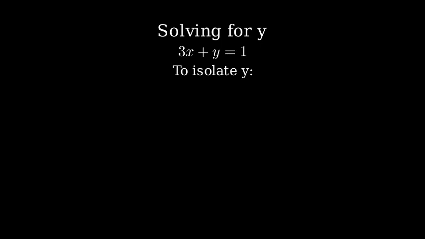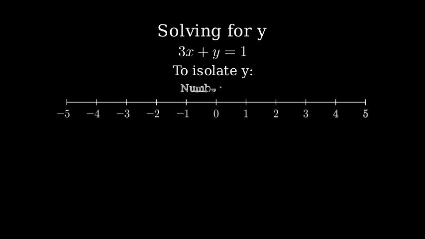Let's start by drawing a number line to help us visualize what we're doing. We'll use this to keep track of what happens when we perform operations on both sides of the equation. To get y by itself, we need to get rid of the 3x term. We can do this by subtracting 3x from both sides of the equation.